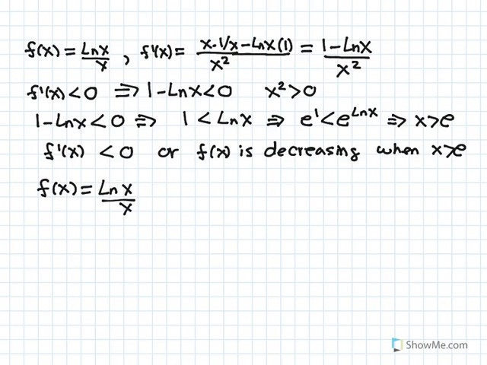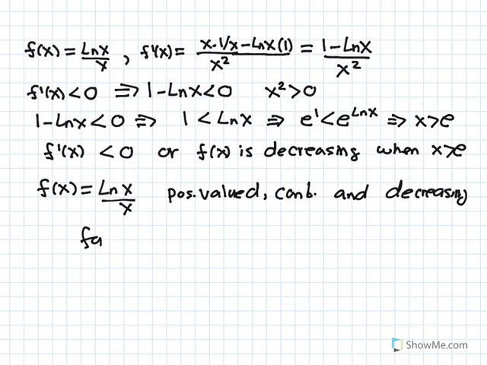And to summarize, we've proven that the function f of x is equal to log x divided by x is positive valued, continuous, and decreasing for x larger or equal to 3. So notice it was decreasing when x is larger than e. e is 2.718, and the number 3 is bigger than e, so we can say the function is also decreasing for x larger or equal to 3.